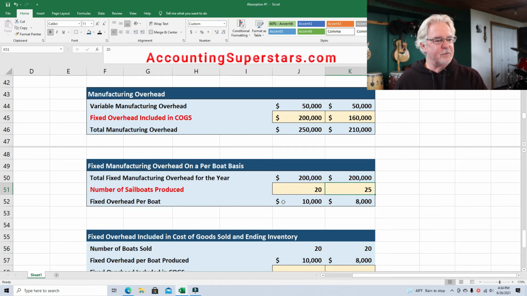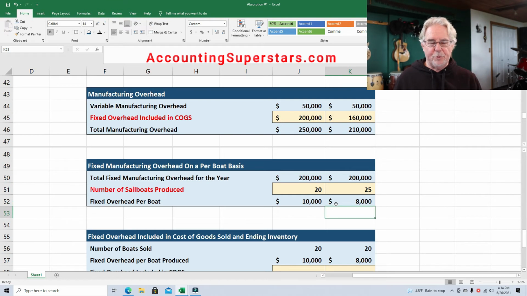What's happening here is the fixed overhead per boat is, for the first year, $10,000. So how do we get that? Well, $200,000 divided by 20 is $10,000. Second year, $200,000 divided by 25 boats produced is $8,000.